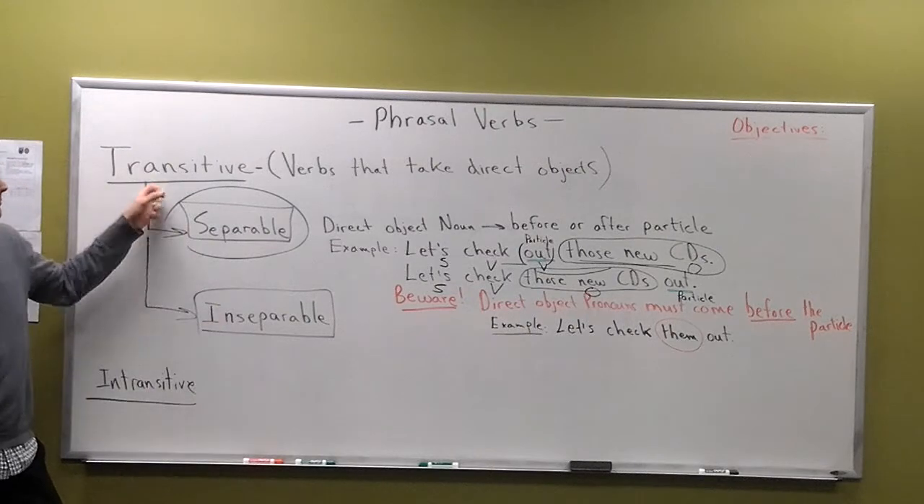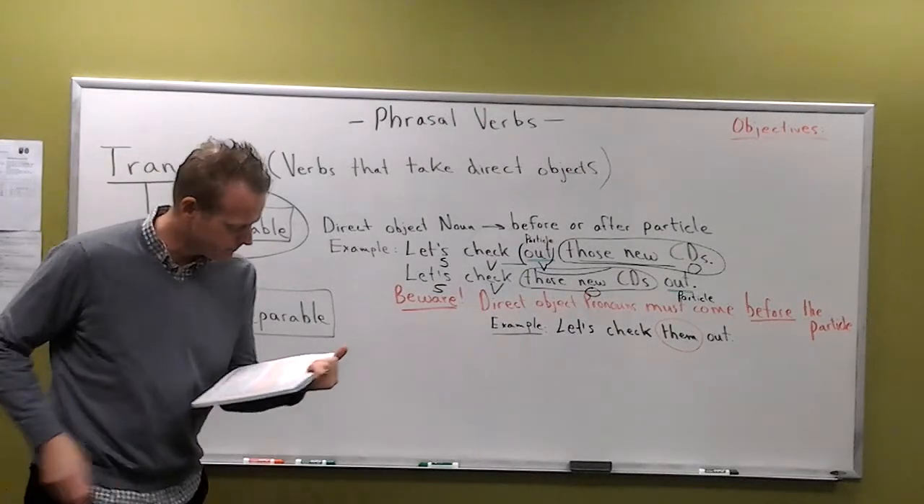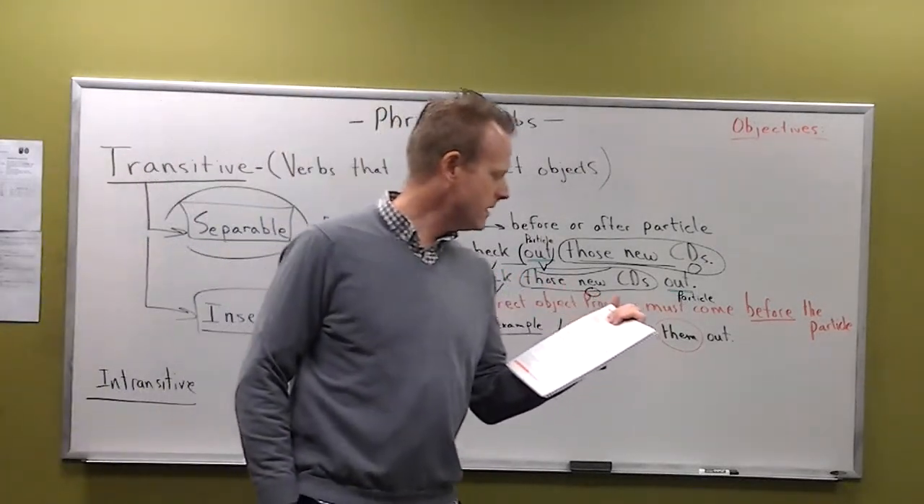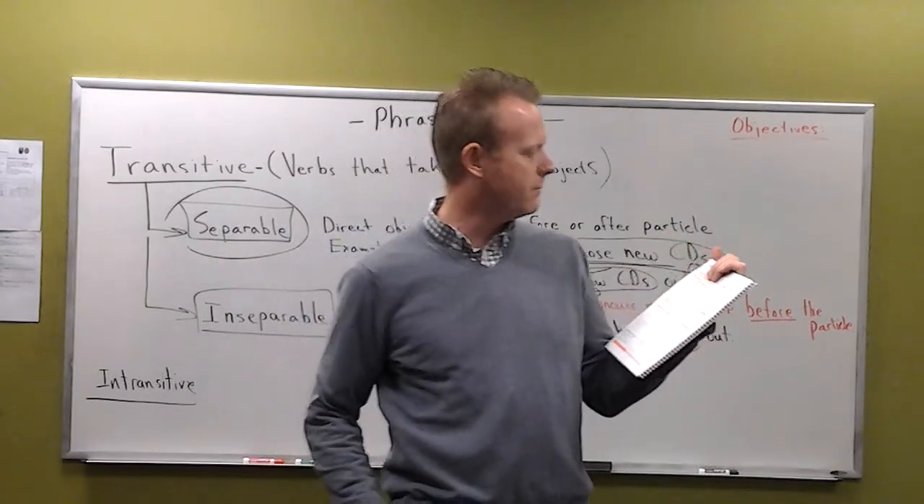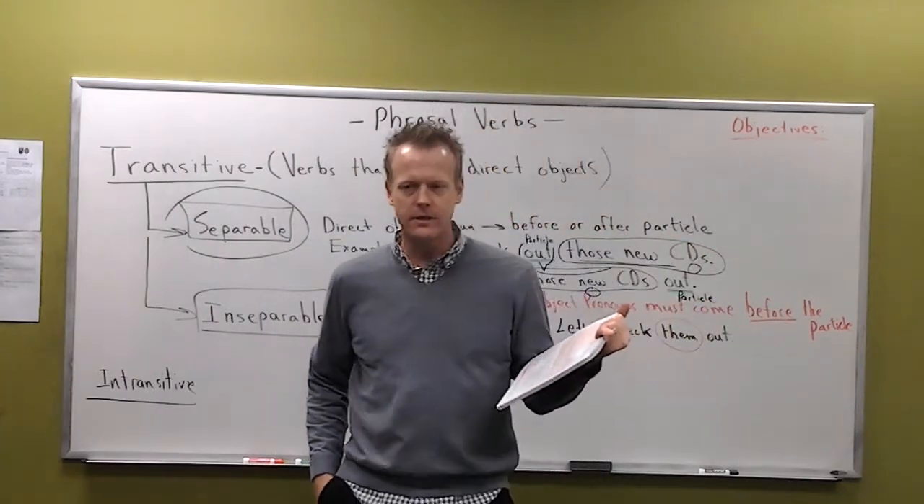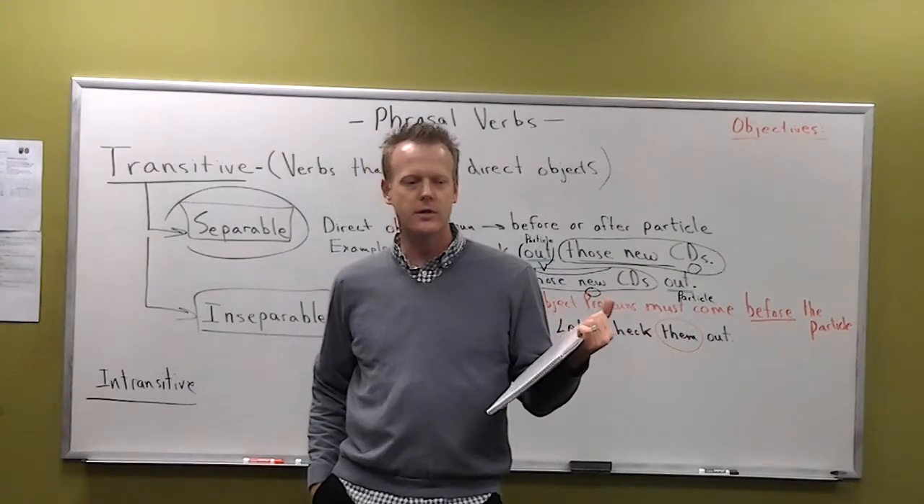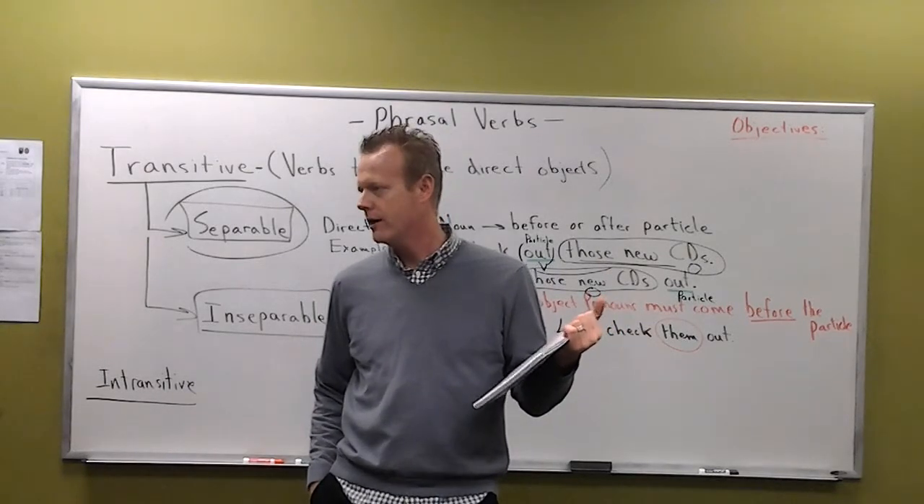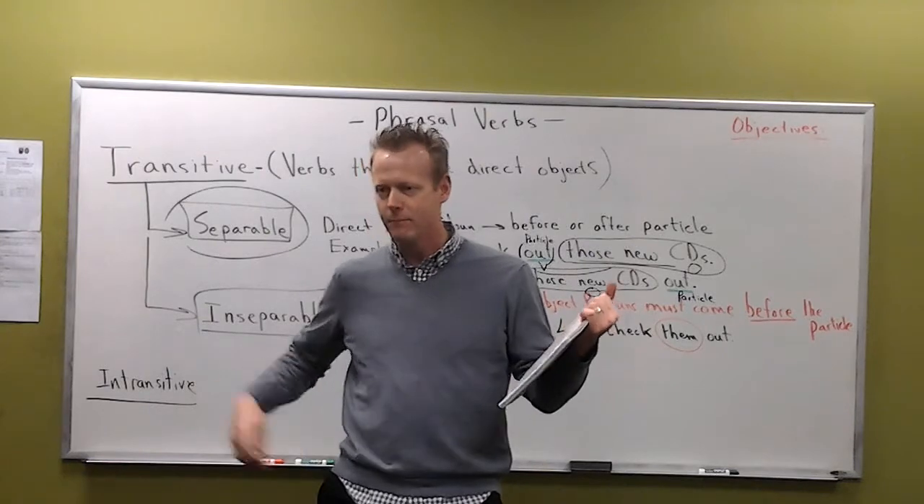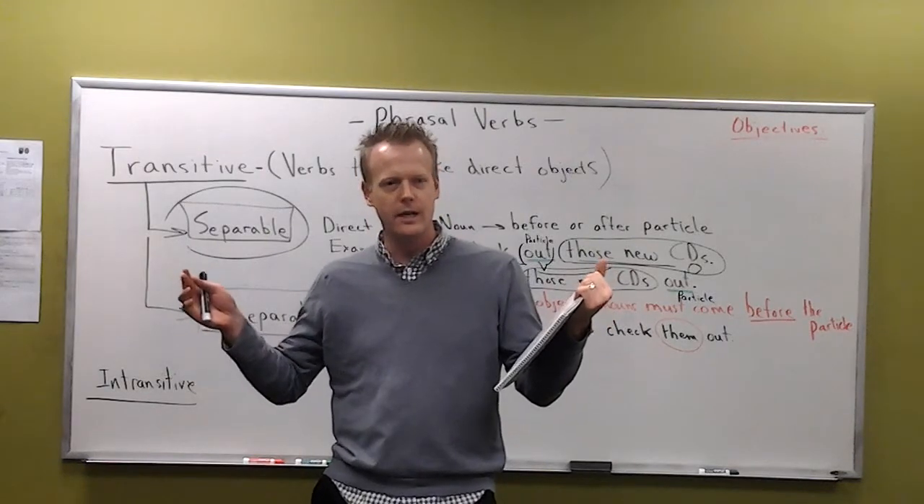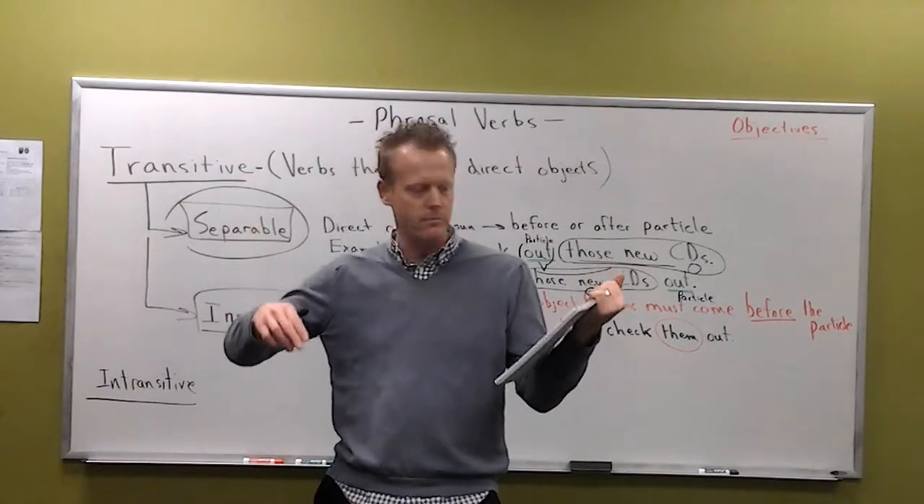There are also verbs, if you look in the book here, it says some separable verbs are always separated. That means, man, this is difficult. What it means is there are some that you have to separate. You can't put the object on the end. It needs to go in the middle.